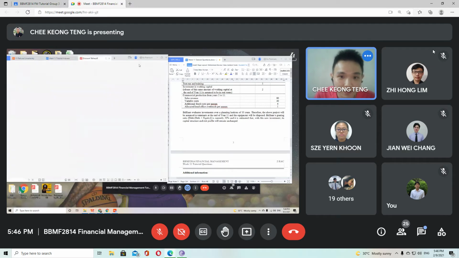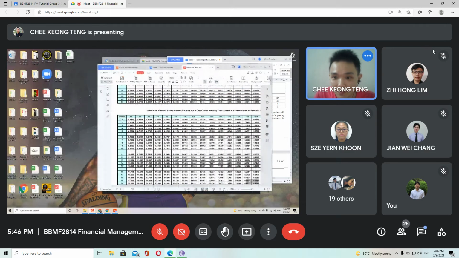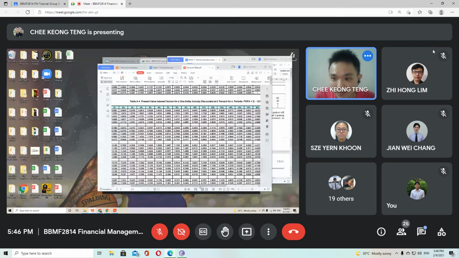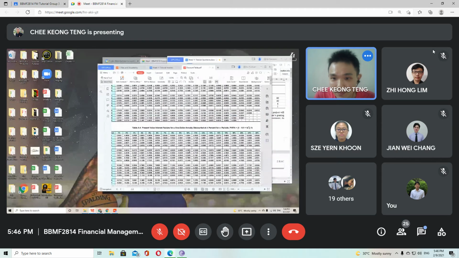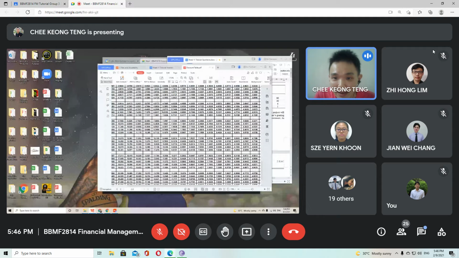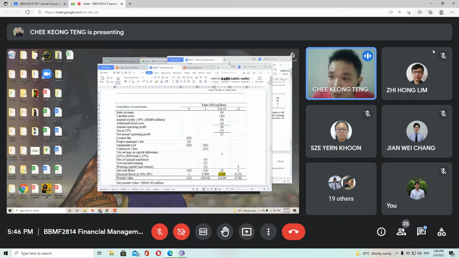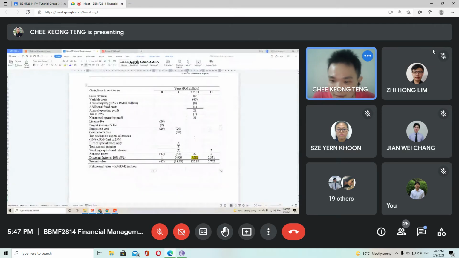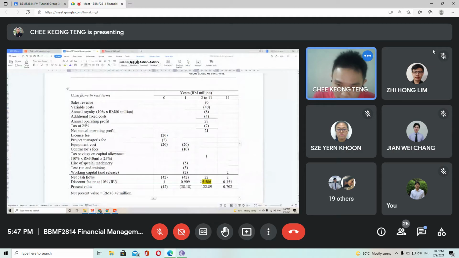Discount table. Table A4. You can find the figure from here, but how? Too small. I think you all go to refer to your own discount table. I will give you a few minutes, because I don't want that when you're doing your revision, when you come to this figure, you do not know how to get this figure. Try to think about it, how to get this figure. The annuity discount factor from year 2 to year 11, how to get this one? 5.586.